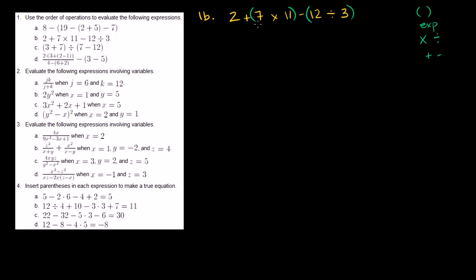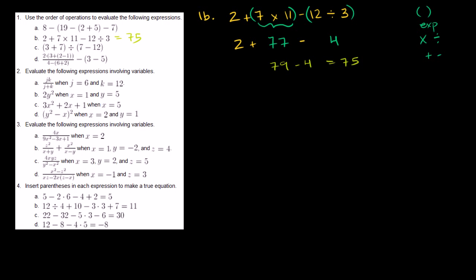So 7 times 11 is 77. And then 12 divided by 3 is 4. And then the rest of the problem was 2 plus this thing, which is 77, minus this thing. And here, since everything is an addition or subtraction, let's just go left to right. Left to right, 2 plus 77 is 79 minus 4, which is equal to 75. So 1b is equal to 75.